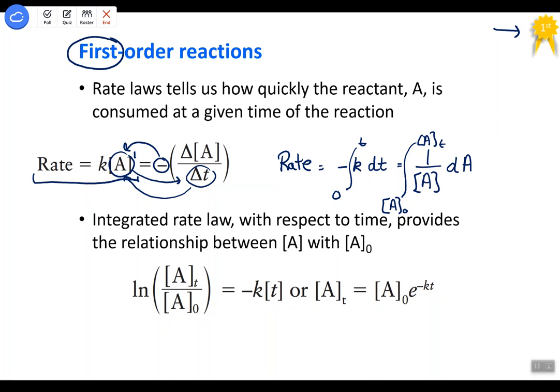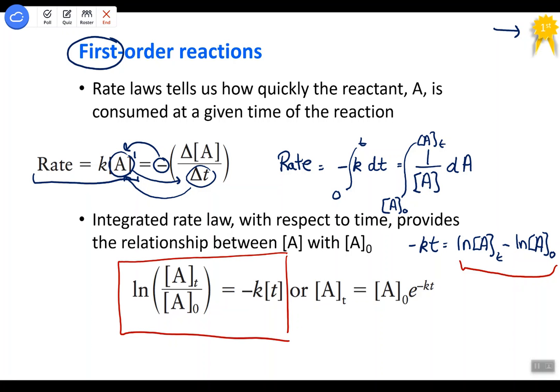Well, if we integrate the right-hand side, we're going to get ln A. On the left-hand side, negative kt equals ln the concentration of A at time t minus the ln of the initial concentration of A. Well, if we have the difference of two ln values, that's the same as being able to take the quotient, divided by. So this integrated rate law can also be written out as you see here. Concentration of A at time t divided by that starting concentration is equal to the negative of the specific rate constant multiplied by the time.